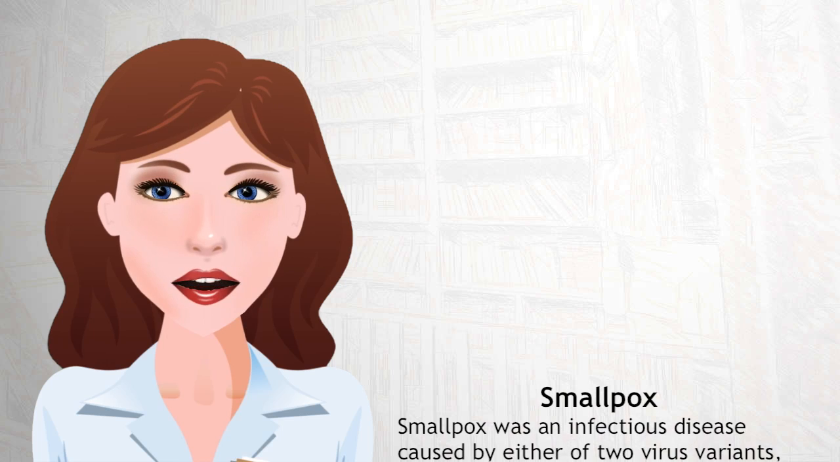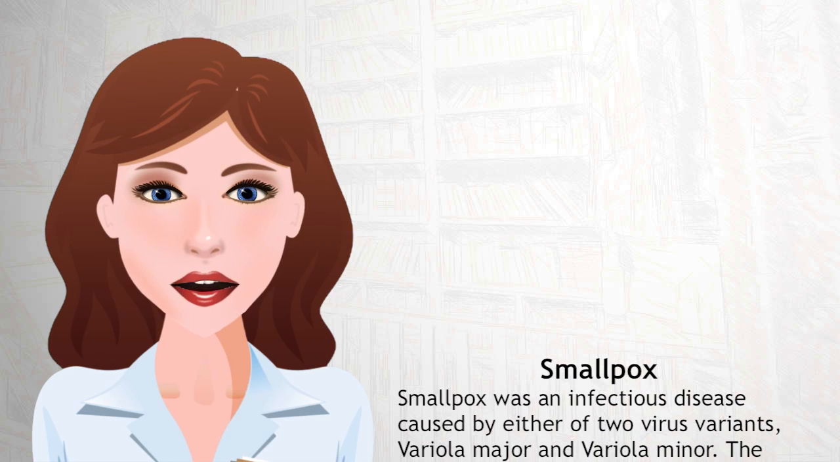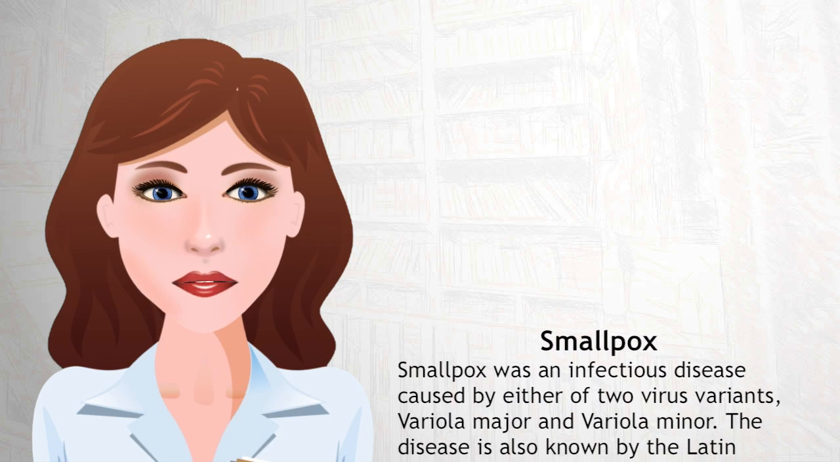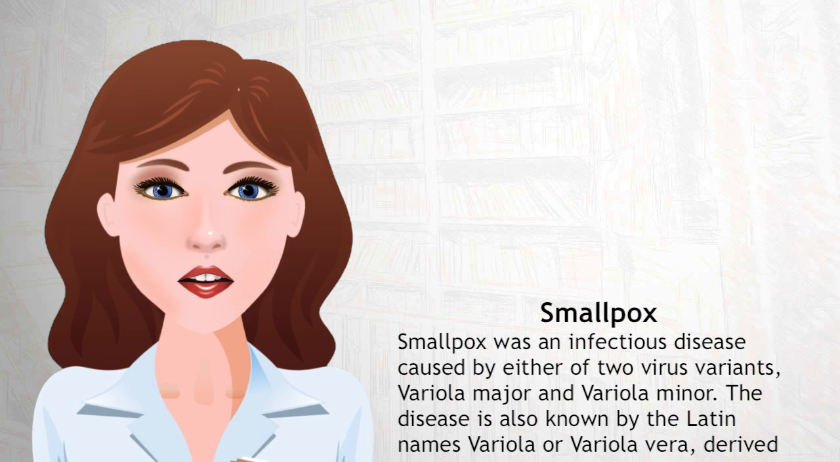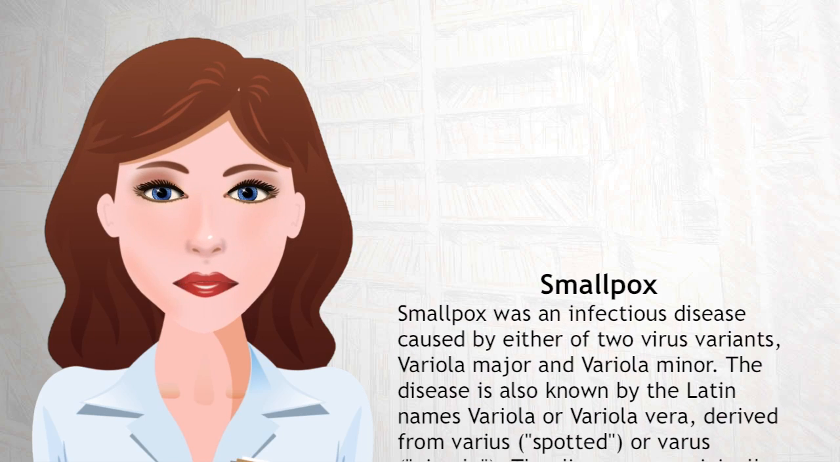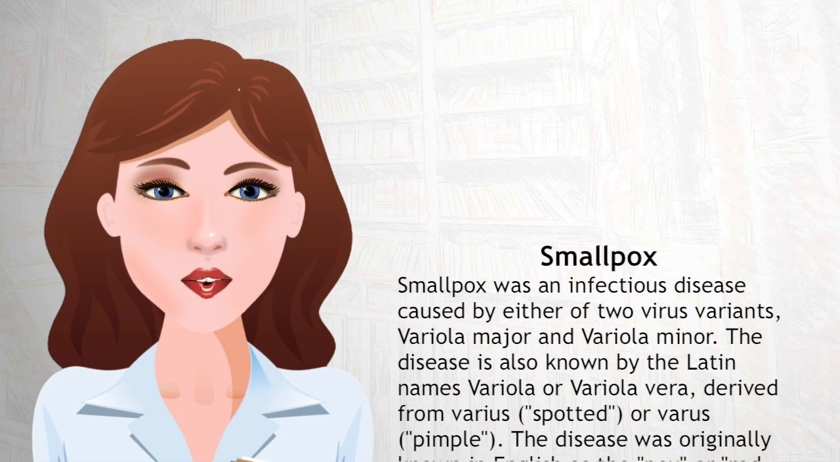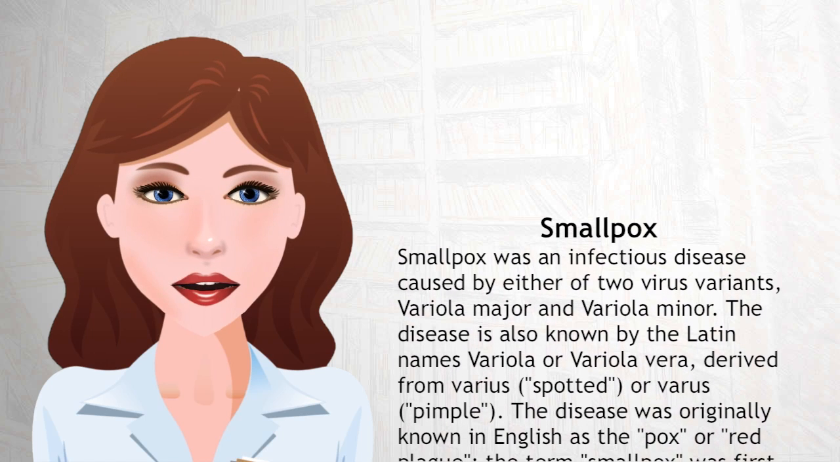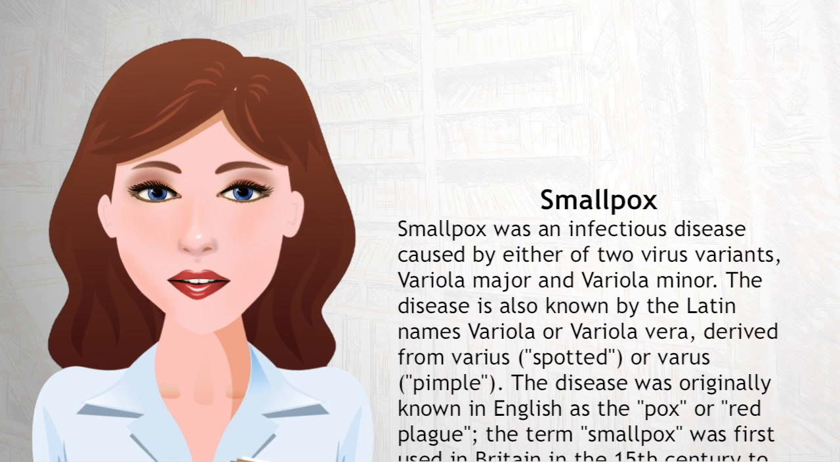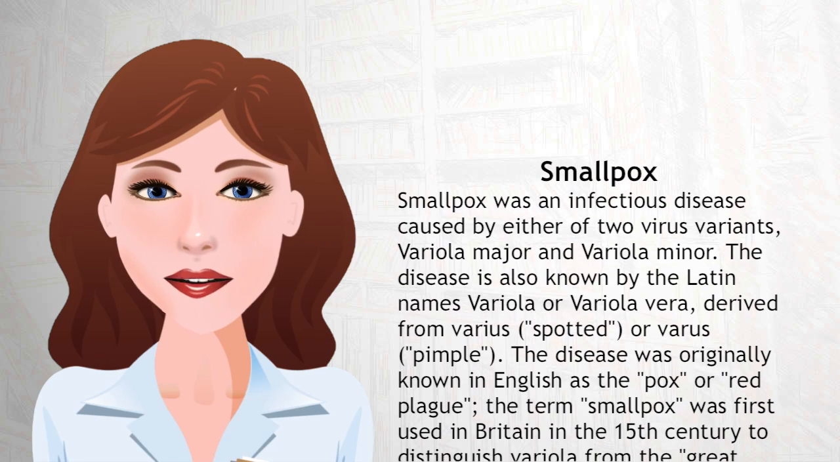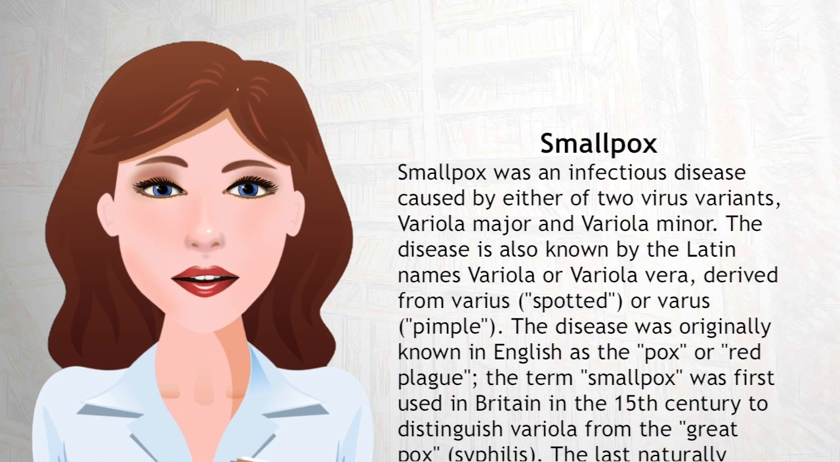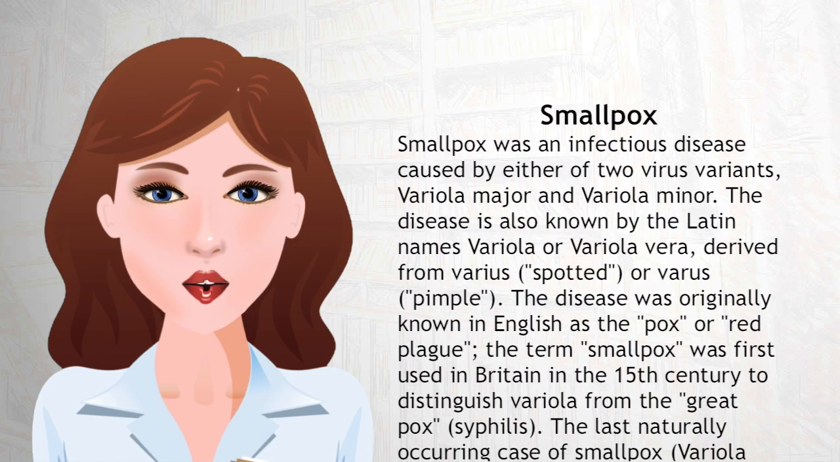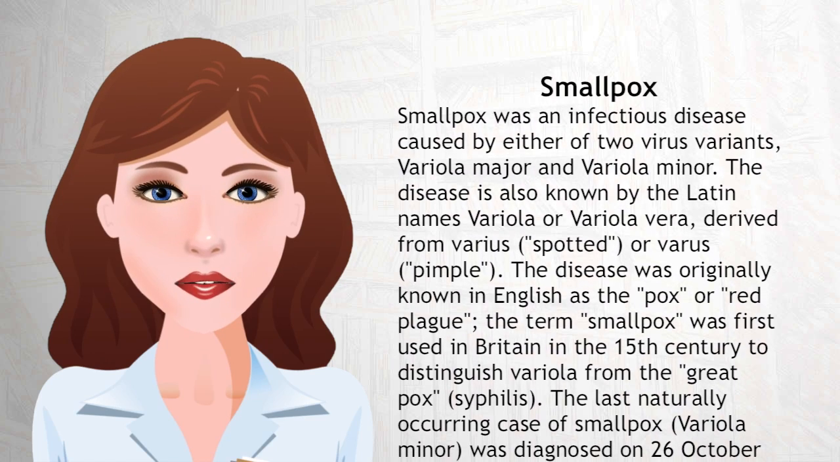Smallpox was an infectious disease caused by either of two virus variants, Variola major and Variola minor. The disease is also known by the Latin names Variola or Variola vera, derived from varius, spotted, or varus, pimple. The disease was originally known in English as the pox or red plague. The term smallpox was first used in Britain in the 15th century to distinguish variola from the great pox, syphilis.